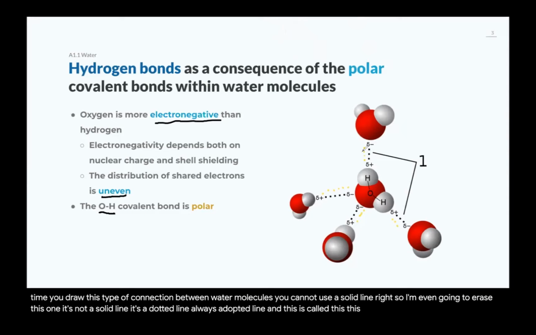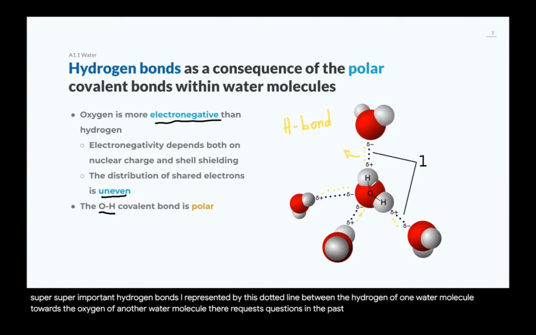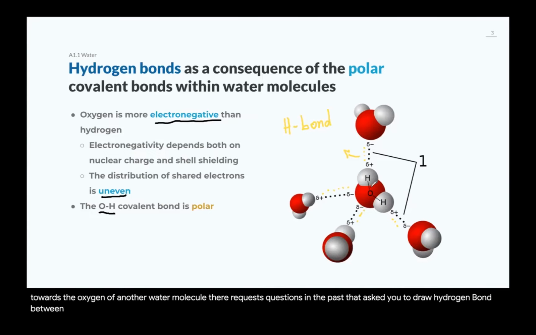This is called a hydrogen bond, and they are super, super important. Hydrogen bonds are represented by this dotted line between the hydrogen of one water molecule towards the oxygen of another water molecule. There were questions in the past that asked you to draw a hydrogen bond between two water molecules.